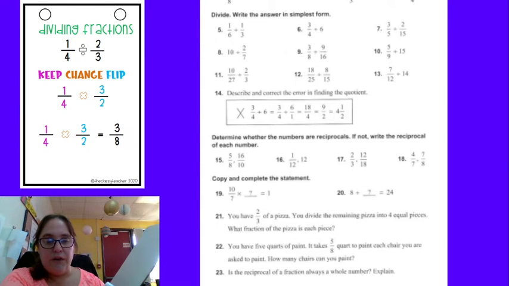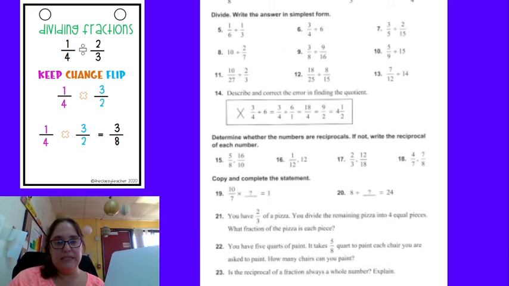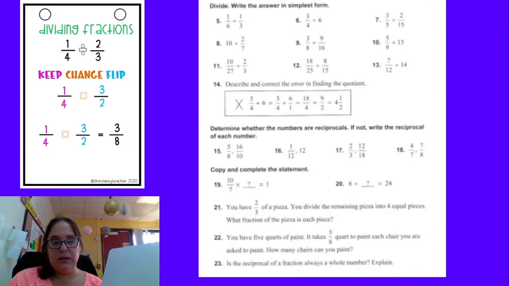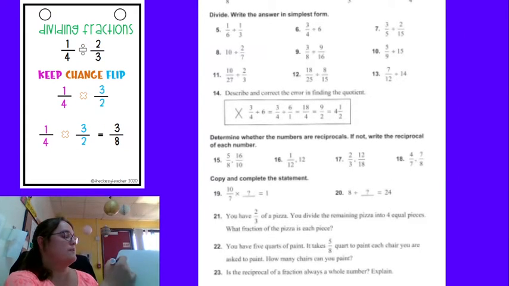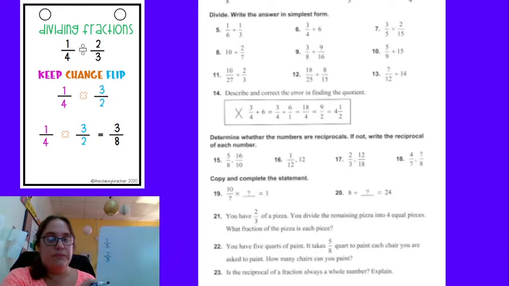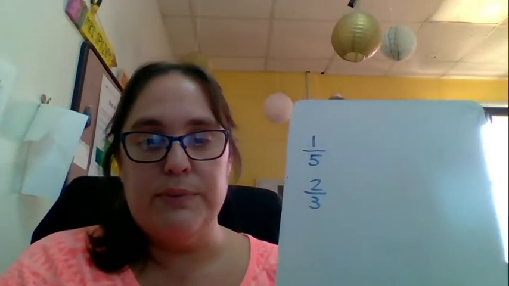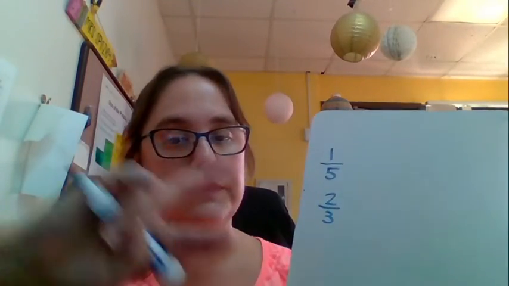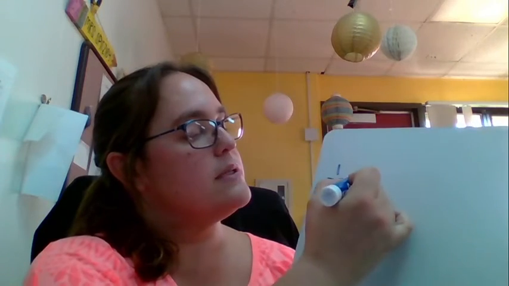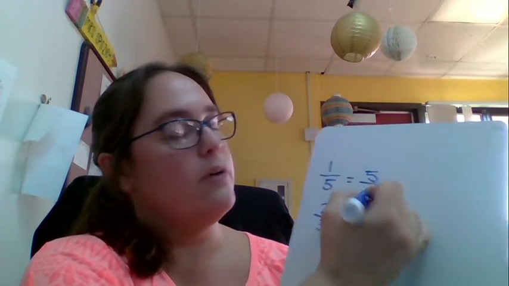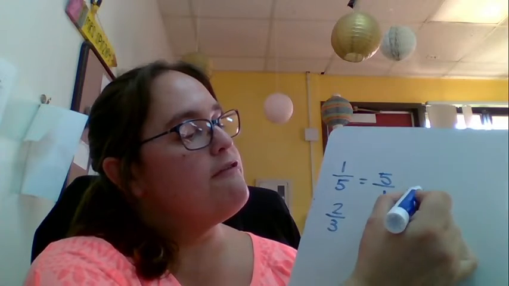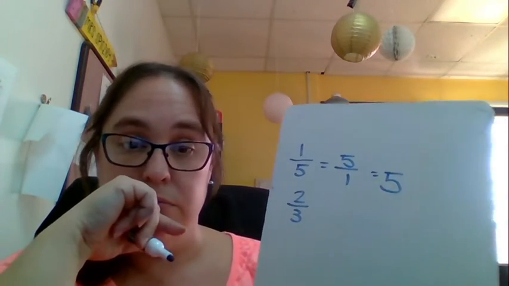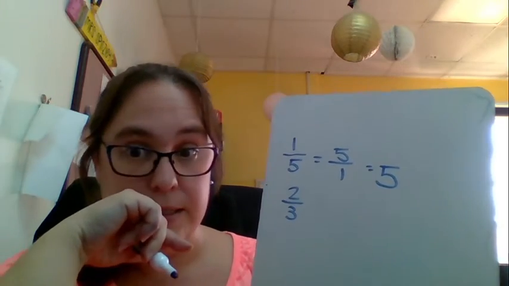Is the reciprocal of a fraction always a whole number? And then explain. So let's take a look. It's always best if you can come up with some examples. So let's see. Let's do this example and this example. We want to know, is the reciprocal always a whole number? Well, reciprocal of 1/5 is 5 over 1, which equals 5. Is that a whole number? Yes, this is a whole number.